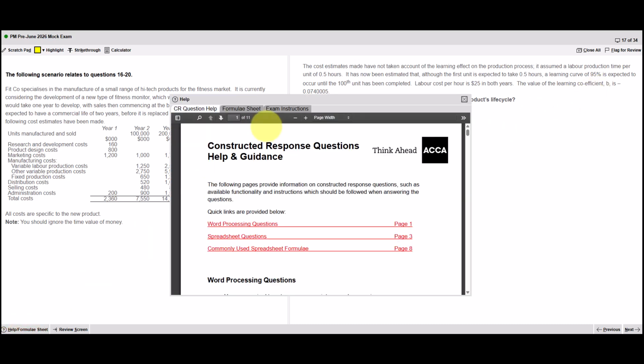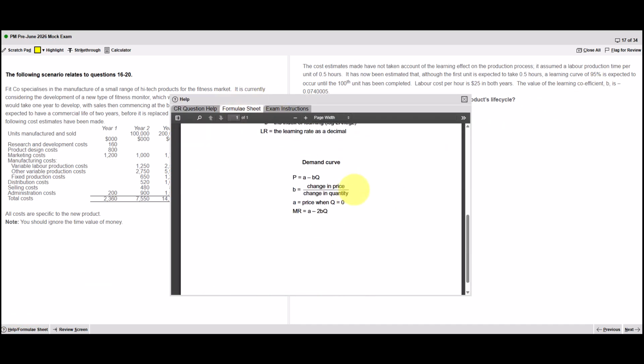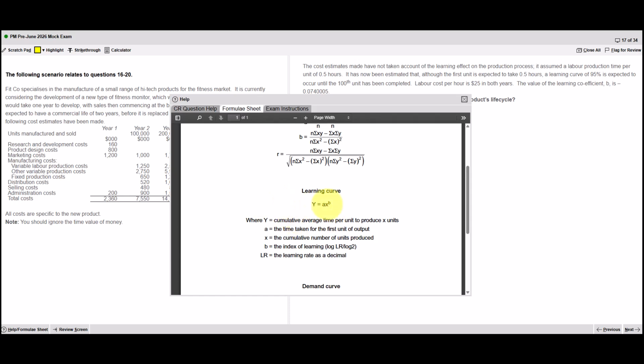You are given the learning curve formula. Here it is: Y equals AX to the B. Well, they've given us the value of B up here. The learning rate's the 95%, but we don't need to use that. We're given B.